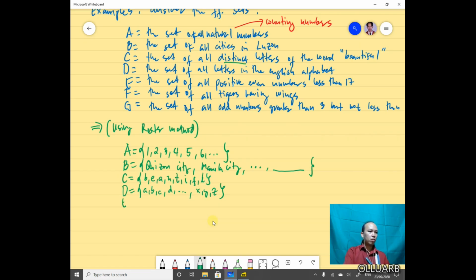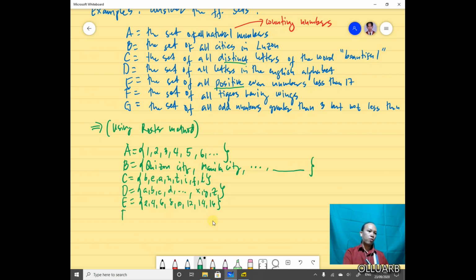Let's continue. We have set E, the set of all positive even numbers less than 17. It says positive, so even numbers less than 17. We have 2, 4, 6, 8, 10, 12, 14, 16. Since 18 is not less than 17, we stop there.